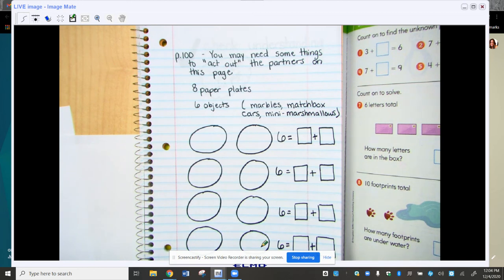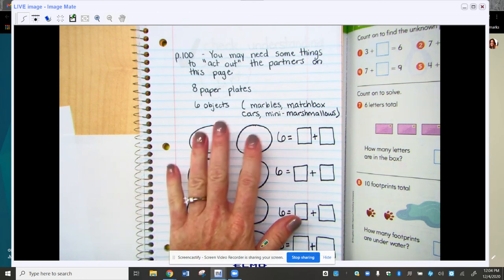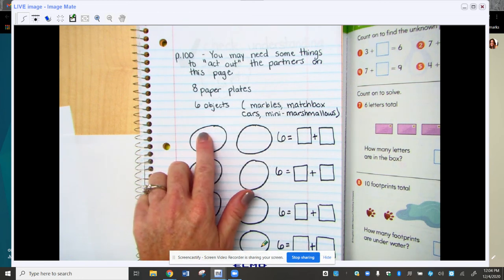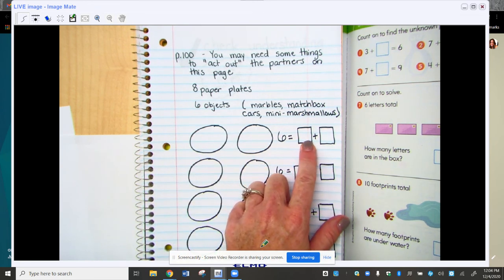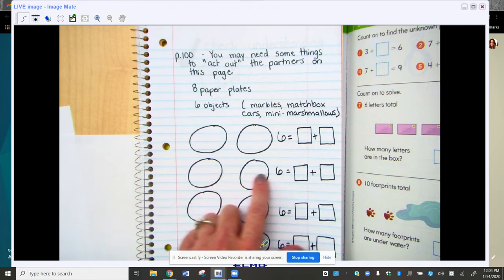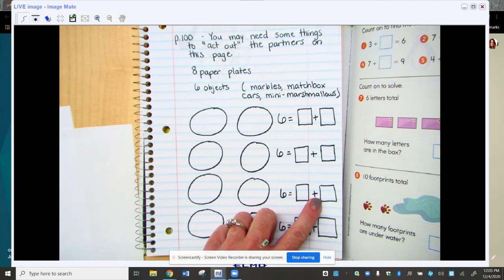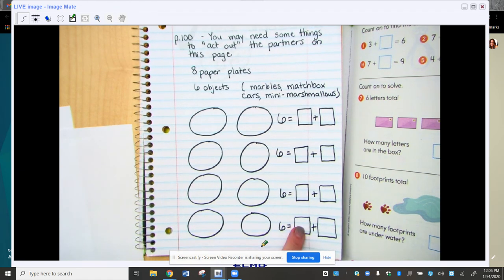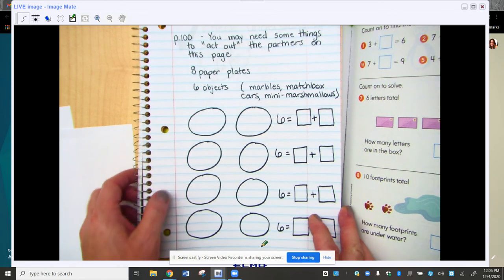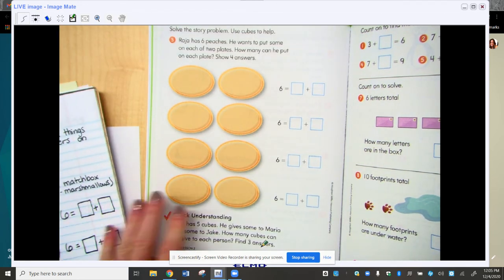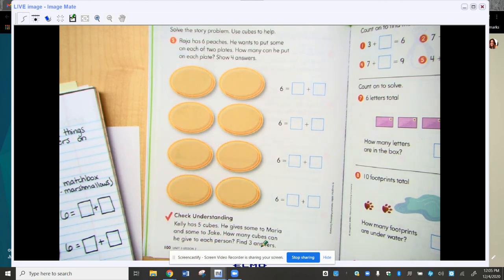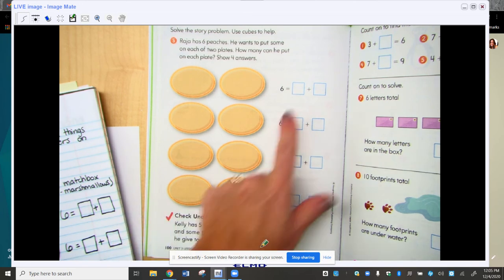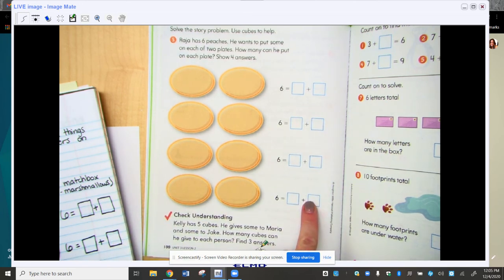Just make sure your hands are clean. And you only need 6, and you're going to put some on this paper plate and the rest on this paper plate, and you're going to write the partners of 6. And then you're going to do it again, but in a different way. And then again, but in a different way. And again, but in a different way. So I drew this picture on my notebook. You don't have to do that because yours is here. I guess you could even put your small objects on these pretend little paper plates here, okay? And then put your partners of 6.